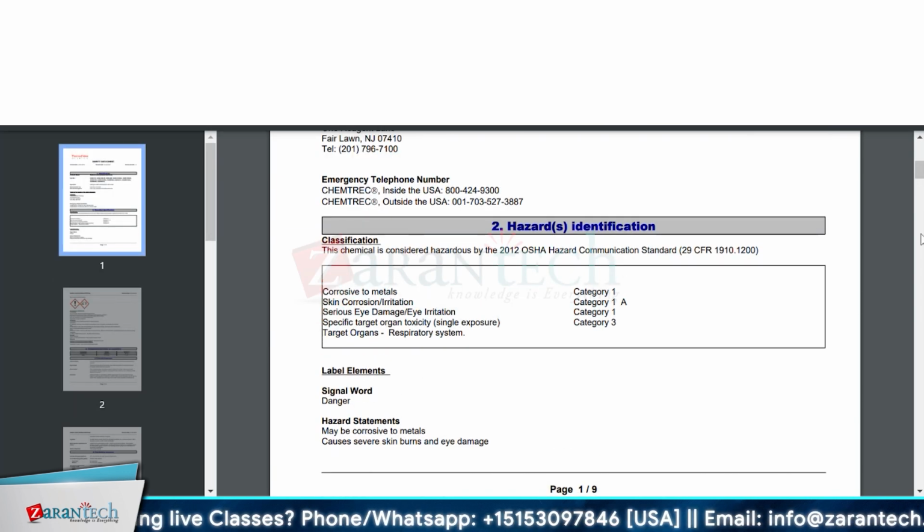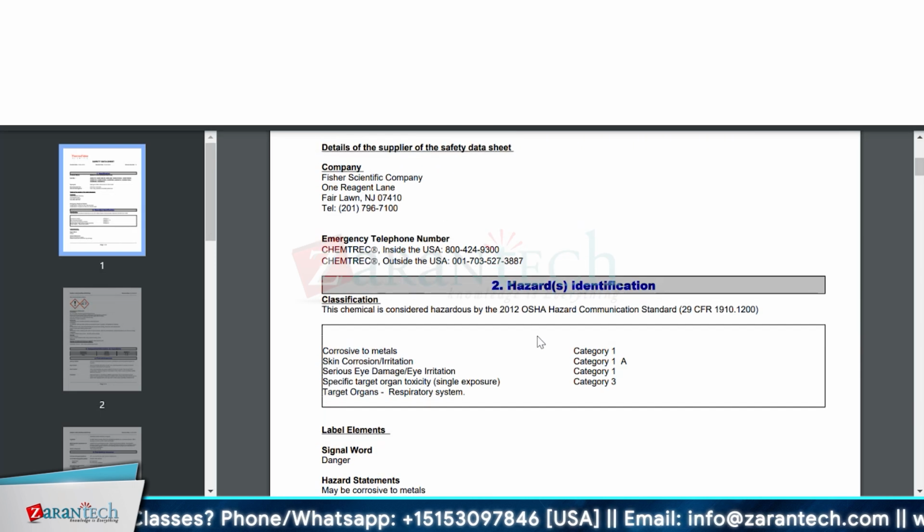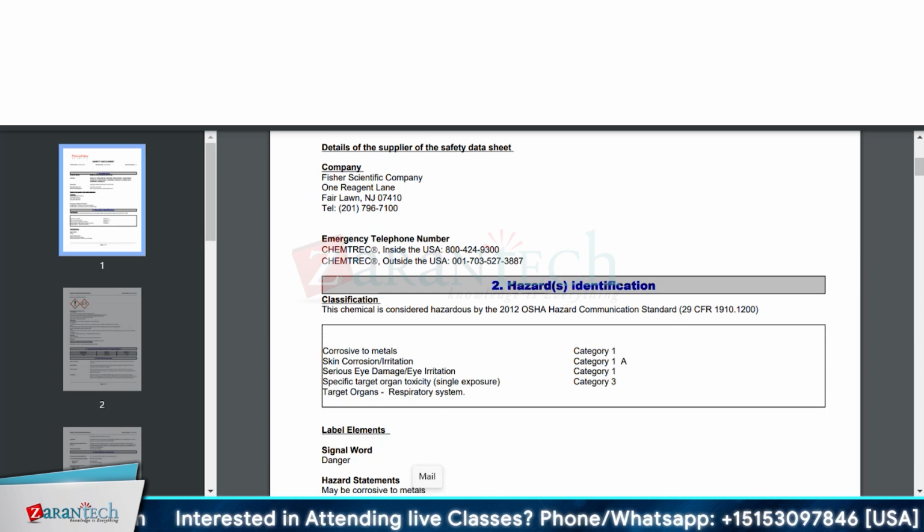I'm going to talk about this. Can you see these, like corrosive to metal, skin corrosion, irritation and all? This MSDS that I'm taking a deep dive into is the main document for SAP EHS, guys. MSDS is one of the major solutions in SAP EHS. Clear? That's the reason I'm stretching it completely.